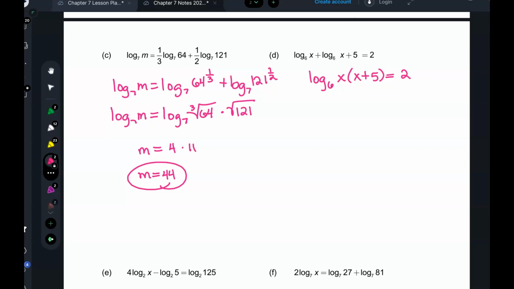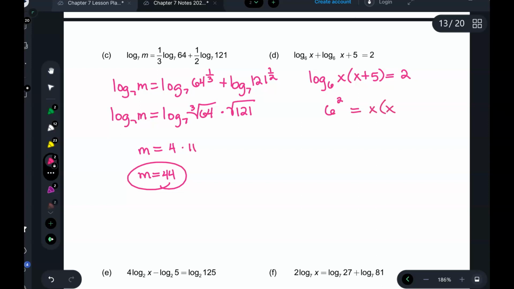Remember, can we change this to exponential form? Remember what we did yesterday? So base 6 becomes 6 to what power? 2 equals x times x plus 5. Yesterday we worked on changing things: if there's only one logarithm, we want to change it to exponential form. 6 to the second power. Remember, the logarithm is equal to the exponent, so it equals x times x plus 5.